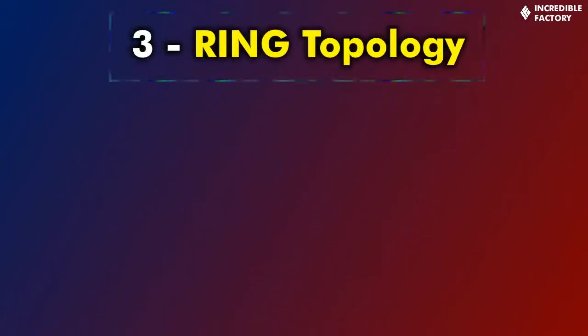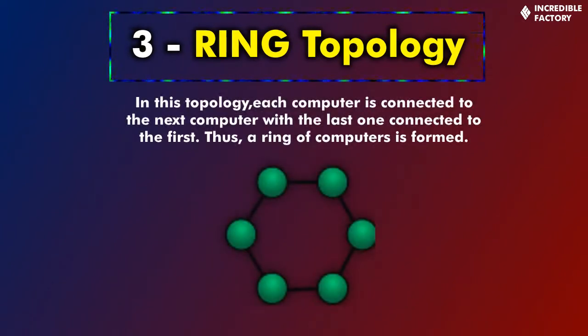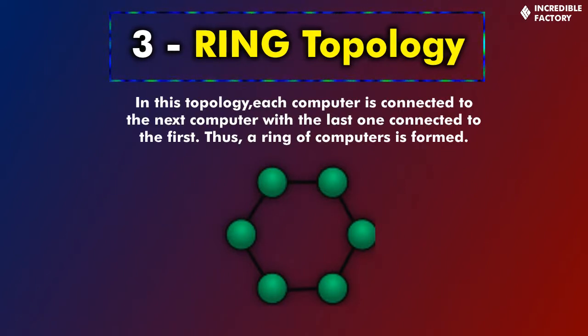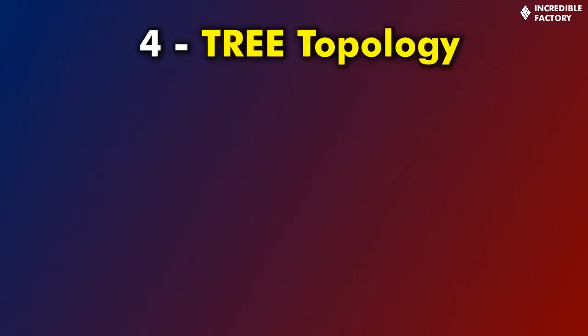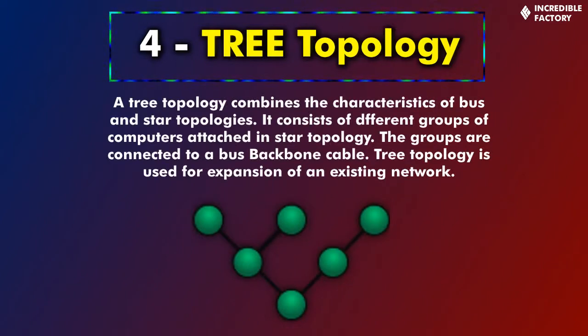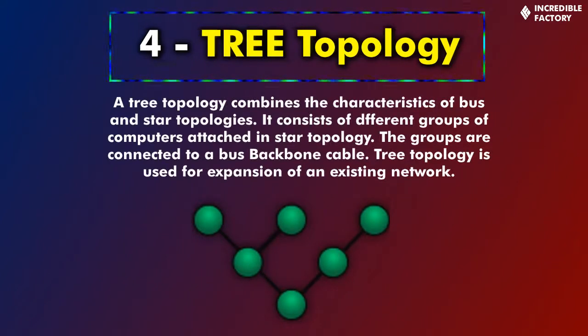Now the third network topology is ring topology. In this topology, each computer is connected to the next computer, with the last one connected to the first. Thus, a ring of computers is formed, and that is the reason this type of topology is known as ring topology.